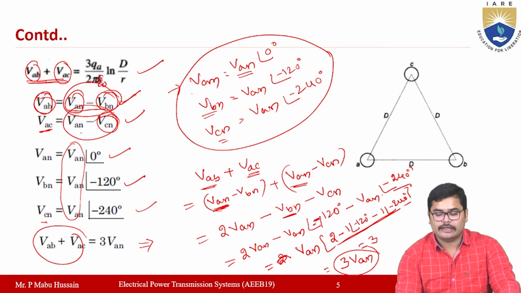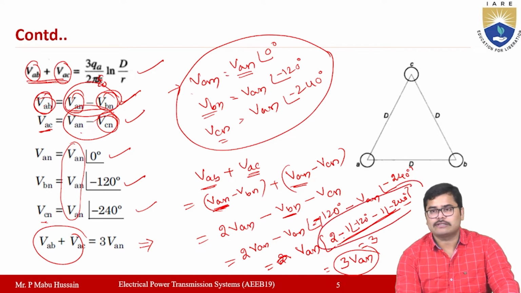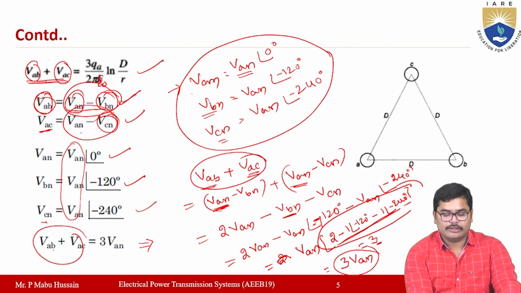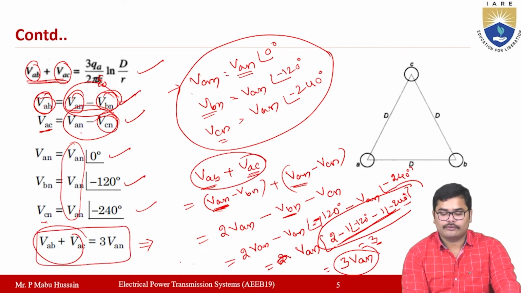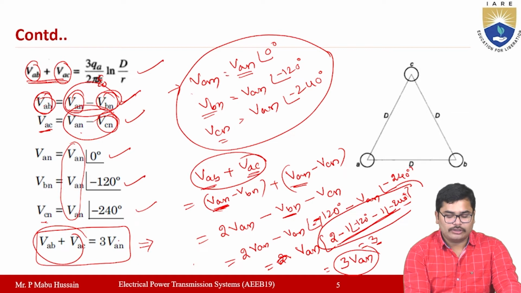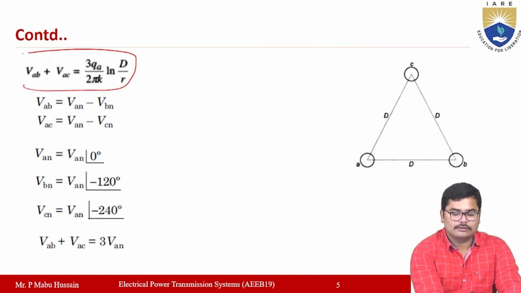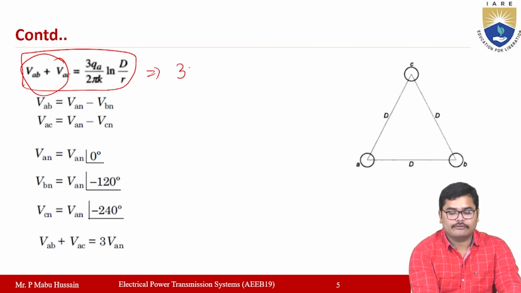You can do this with your calculator: 2 minus 1 at an angle minus 120 degrees minus 1 at an angle minus 240 degrees. The total will be equal to 3. So VAB plus VAC will be equal to 3 VAN. In place of VAB plus VAC in this equation you can write 3 VAN.